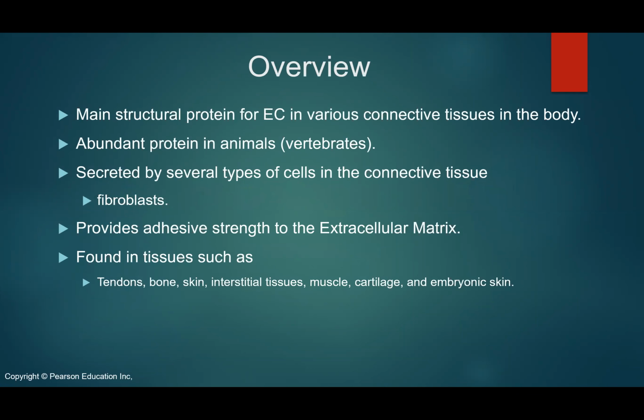A little overview about collagen. Collagen is the main structural protein in the extracellular space in various connective tissue in the body. The specific protein is abundant in animals, vertebrates. It basically makes up 25 to 30% of the whole body protein. It provides adhesive strength to the extracellular matrix, and it is secreted by several types of cells in the connective tissues, and the main one is fibroblast cells, and it can be found in different tissues such as tendon, bone, skin, intestinal tissues, muscle, cartilage, and embryonic skin.